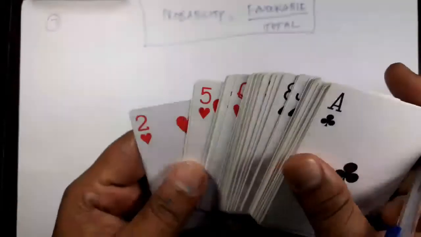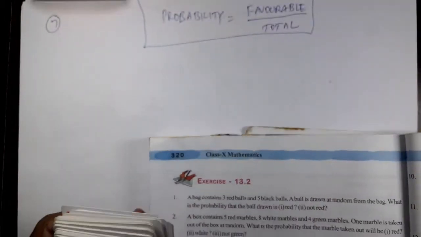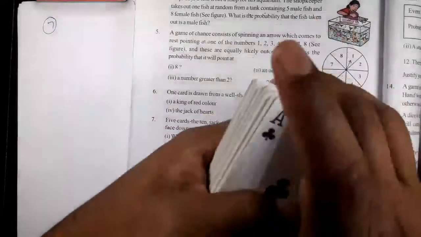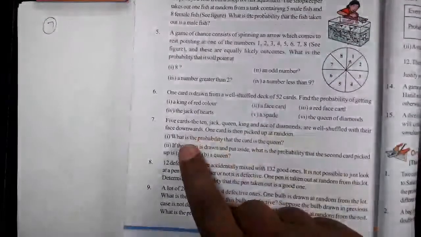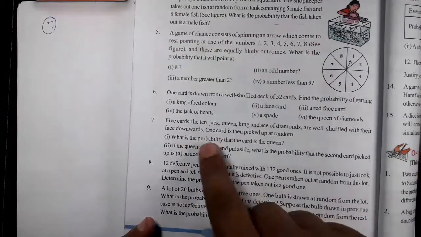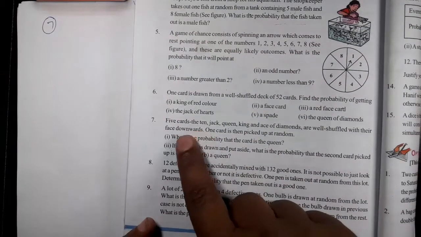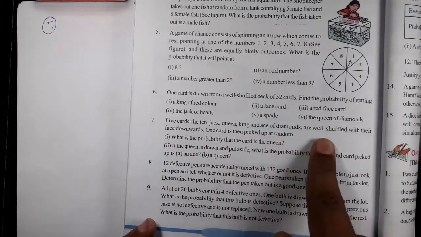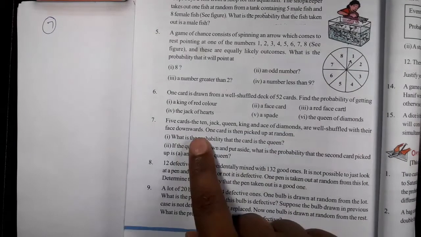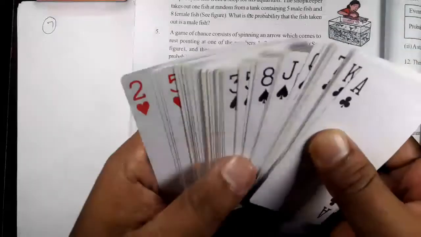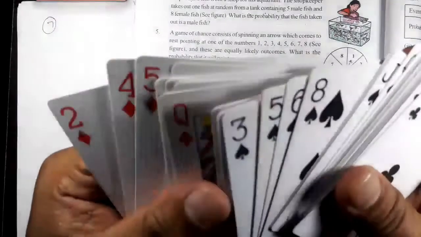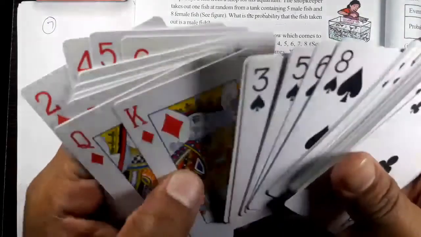See, this is the pack of cards, right? Of this, how many cards are there? Altogether, of course, in a pack, there will be 52 cards, we know. Five cards, 10, jack, queen, king, ace of diamonds are well shuffled with their face downwards. So, diamond cards, take out diamonds first. How many diamonds will be there? 13, right? 13 diamonds will be there.